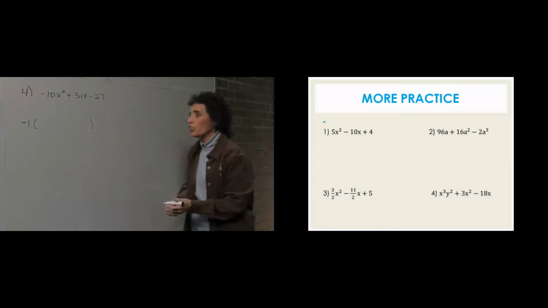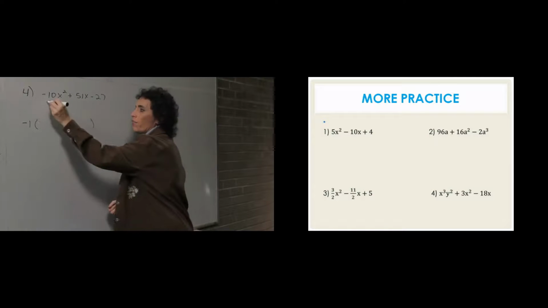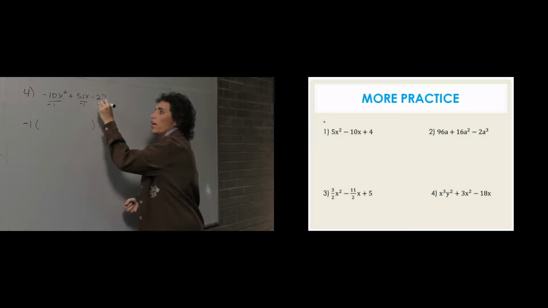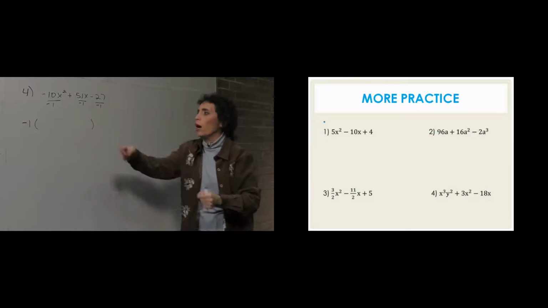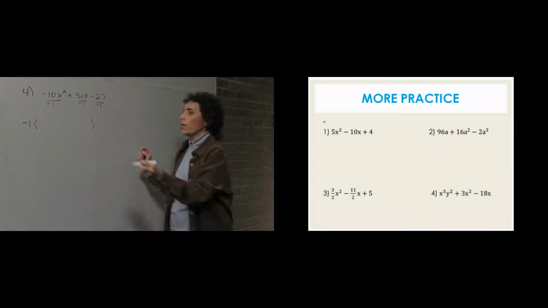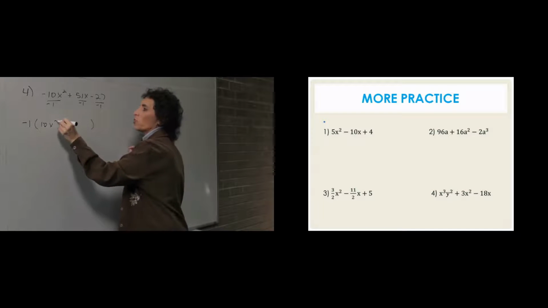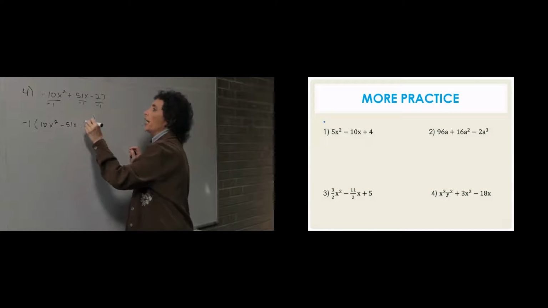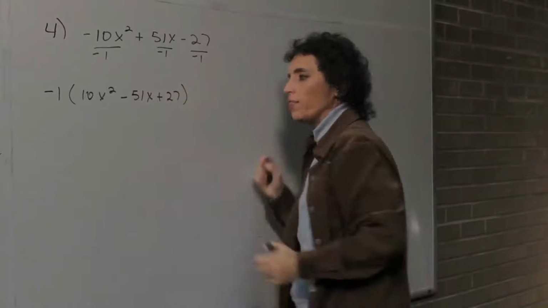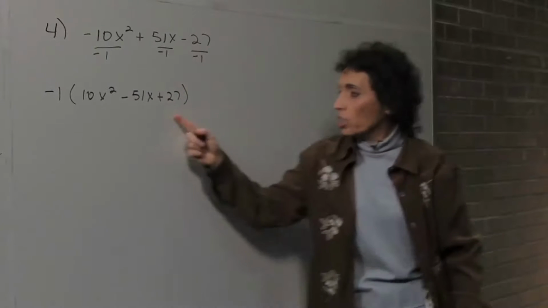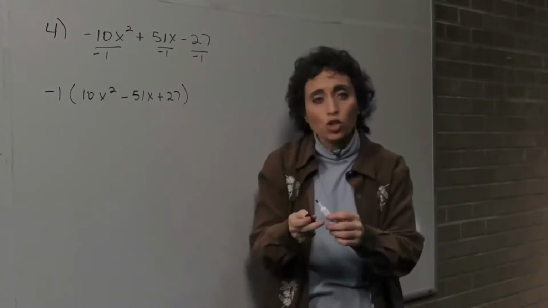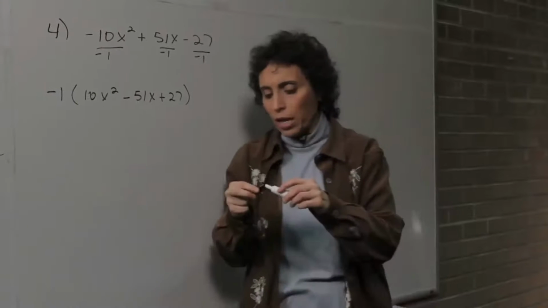All that will do is change the signs. So I'm going to divide everything through by a negative 1. If they had something in common like a 2, I would take out negative 2. But I have here 10x squared minus 51x plus 27. Now, I look inside here. I still have a trinomial. I'm going to try to factor that. So let's see what we have in here.